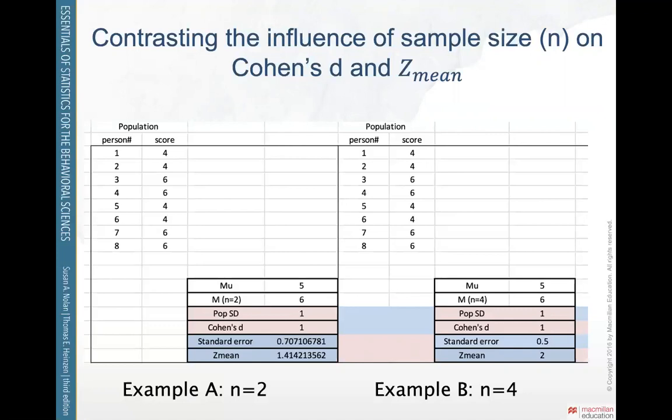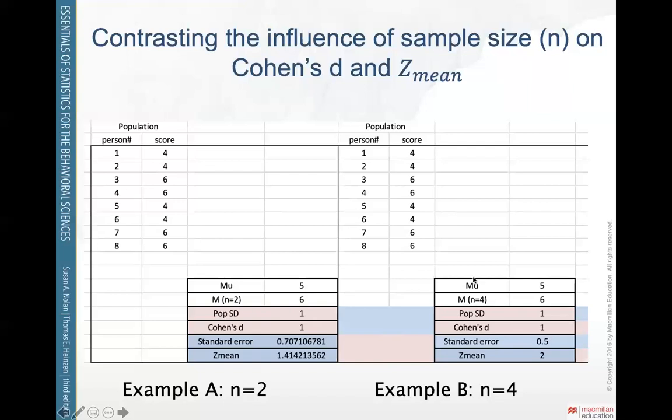1. Yes, thank you. It is 1 because 6 minus 5 equals 1. So the numerator of our Cohen's d in this case is 1. And remember, Cohen's d is dividing by the population standard deviation, which is also 1. So 6 minus 5 equals 1, and 1 divided by the population standard deviation of 1 equals 1. That is why our Cohen's d right here is 1.